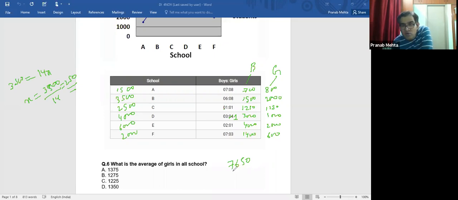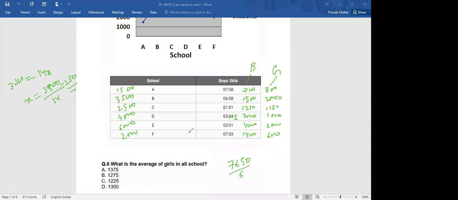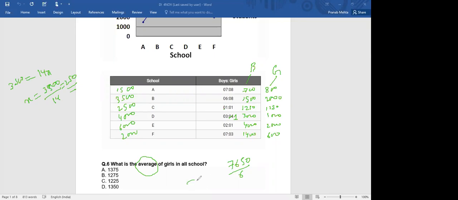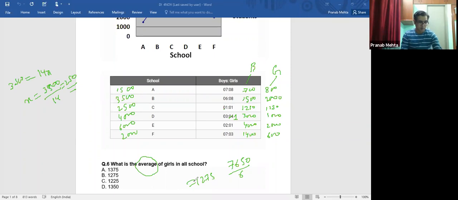This 7,650 divided by 6. Why 6? Because 6 schools. Now look, they are talking about average. So the total number of schools is 1, 2, 3, 4, 5, 6. So 7,650 divided by 6 is how much? 1,275. All of you have understood? All right. Now let us go with the next one.